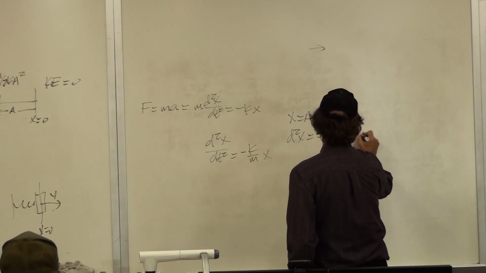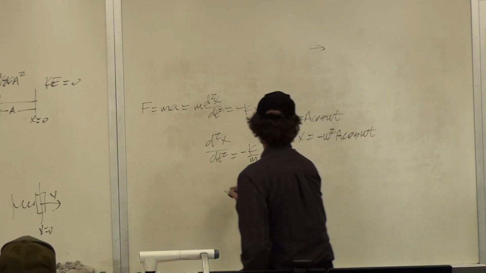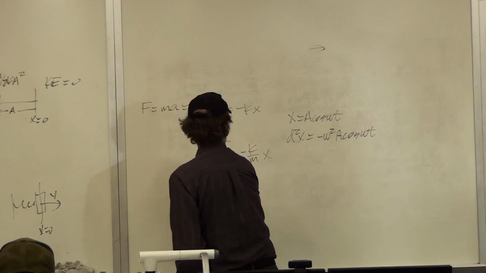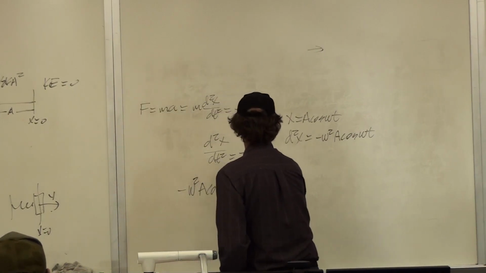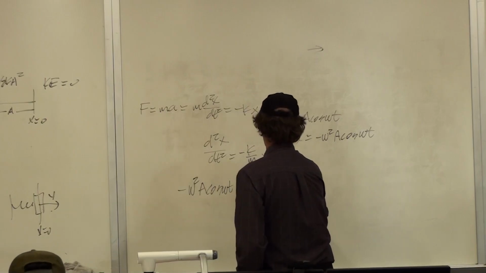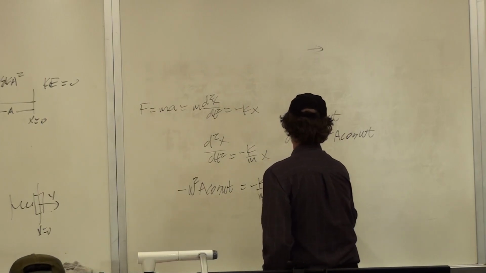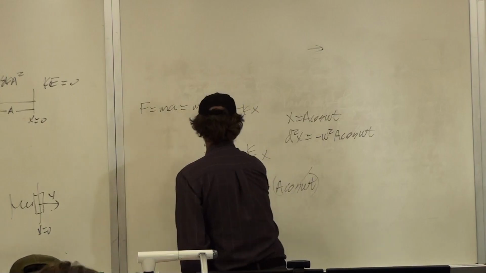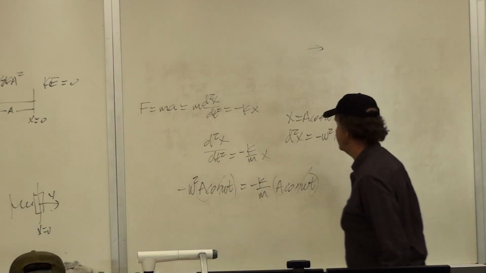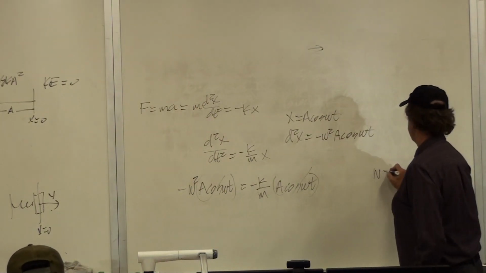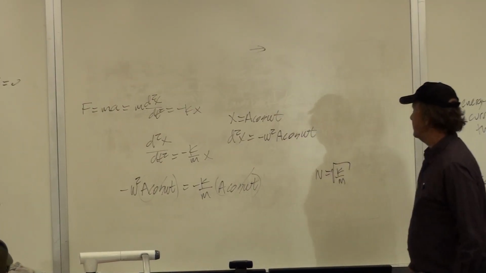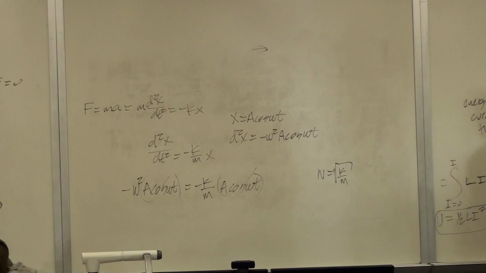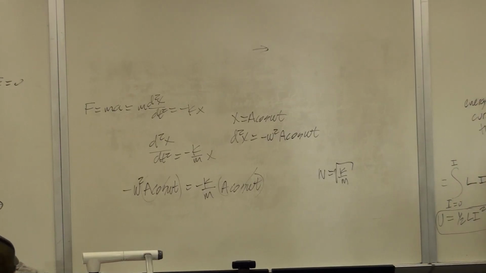A cosine omega t. So what we have here is minus omega squared A cosine omega t equal to minus k over m times A cosine omega t. The A cosine omega t's cancel, and we get omega is equal to the square root of k over m. So this relates then to the natural period of oscillation of our mass spring system.